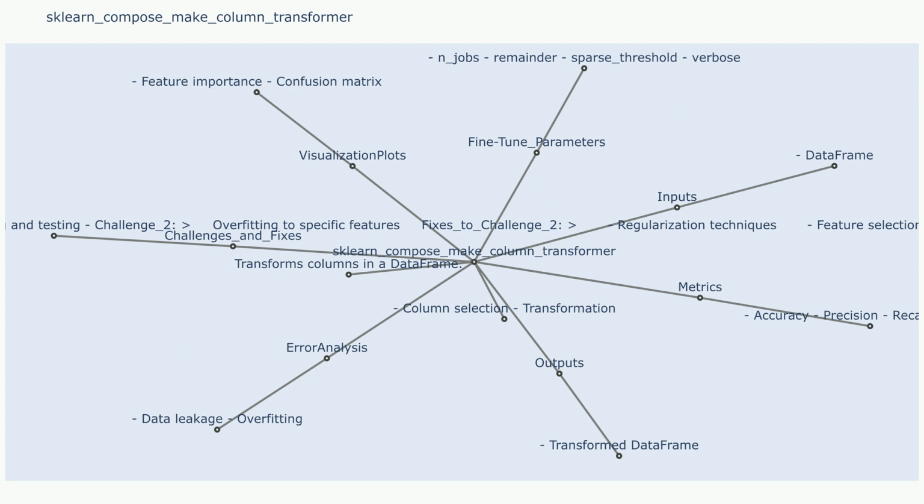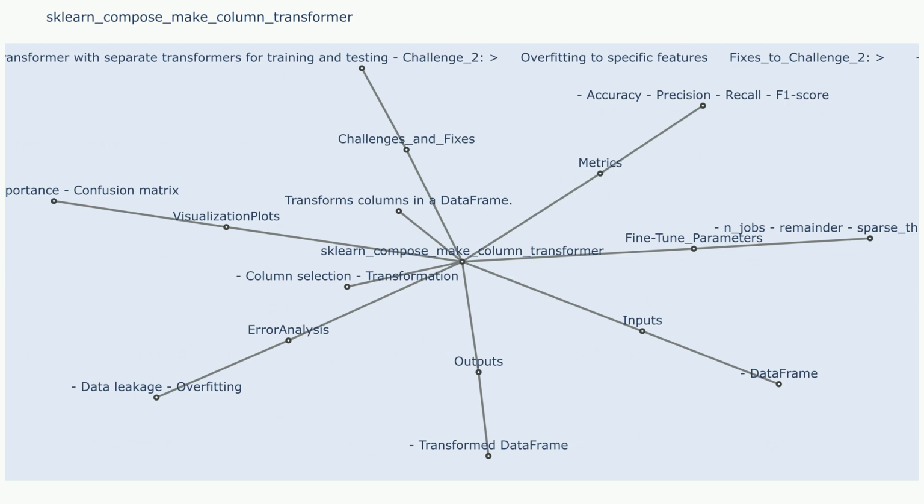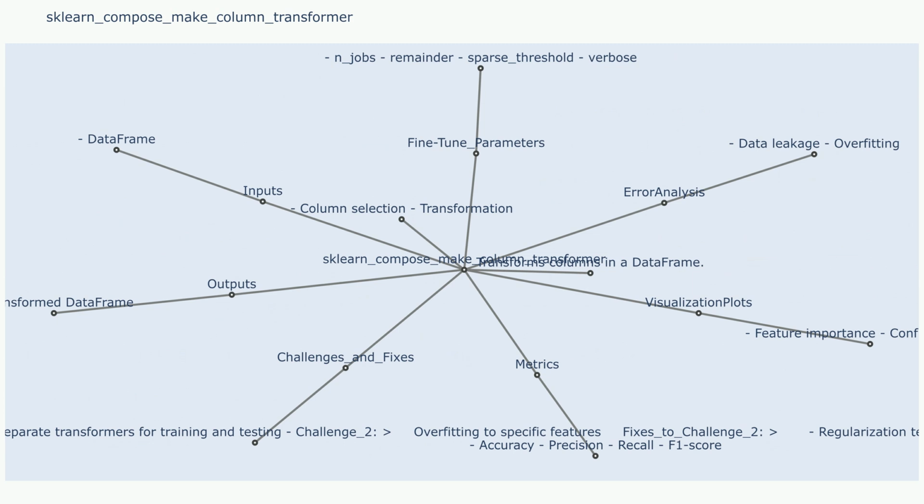Metrics. Not directly applicable, as make column transformer is a preprocessing tool, not a model. You'd evaluate the performance of your model that utilizes the transformations from make column transformer. Visualization plots. Not directly applicable. You might visualize the transformed data using the column transformer output for exploration.